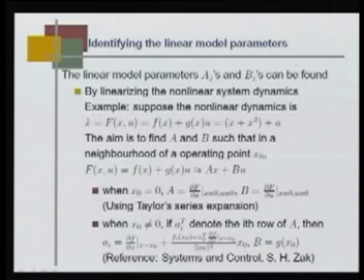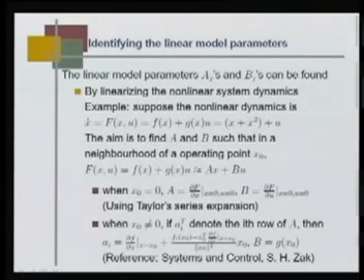So, to find out the individual linear systems, one of the methods is linearization. The linear model parameters a_j's and b_j's can be found by linearizing the nonlinear system dynamics. This is simple. An example: suppose the nonlinear dynamics is given as x dot is f(x, u), which is f(x) plus g(x) into u, this is one form, and that can be written as, say, x plus x square plus u.